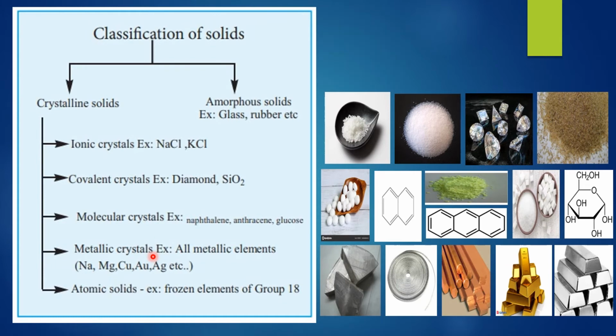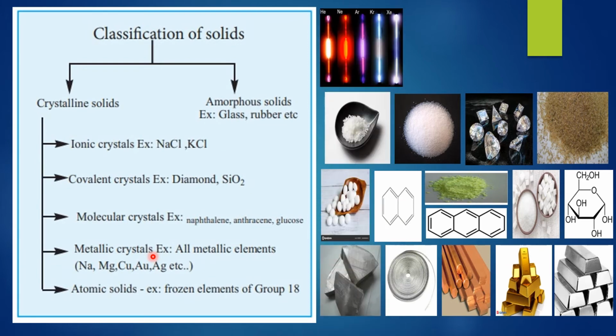Next is atomic solids, where the lattice points are occupied by atoms. An example of an atomic solid is the frozen elements of group 18. Helium, neon, argon, krypton, xenon are examples of atomic solids.